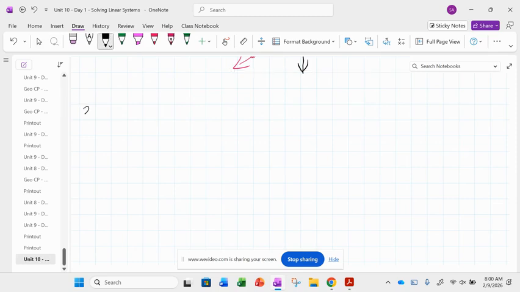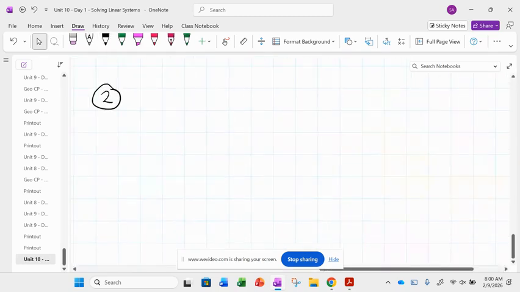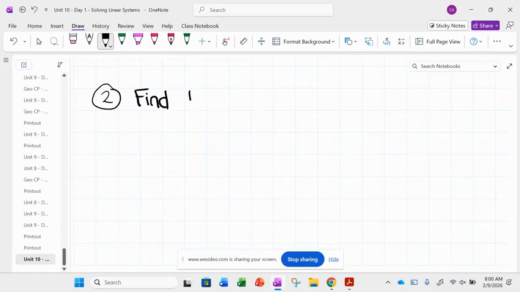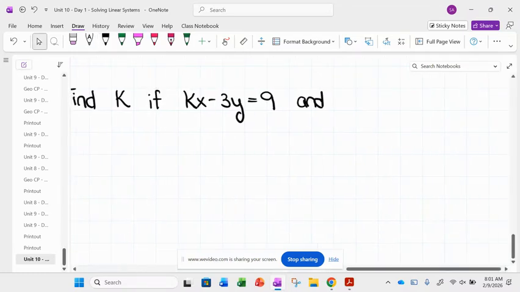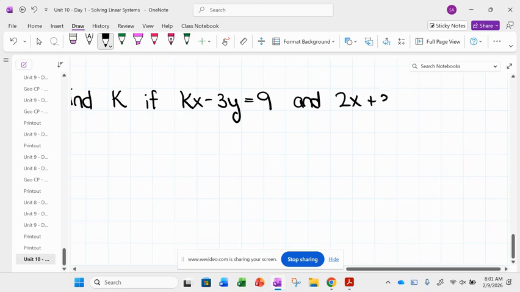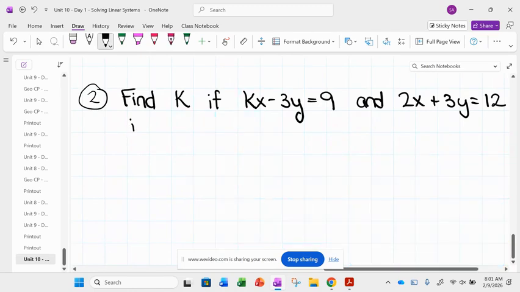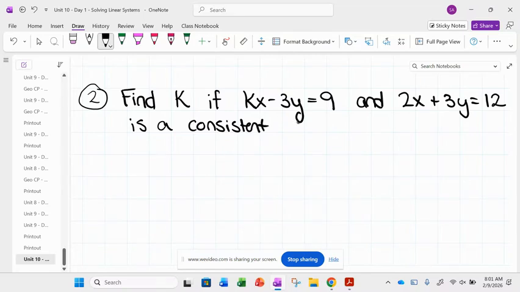So for this next problem, what I want us to do is find k if kx minus 3y equals 9 and 2x plus 3y equals 12 is a consistent system.